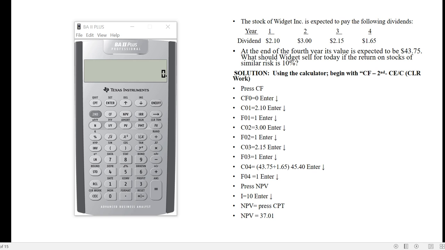But in our problem, you can see that the stock of Widget has 4 different dividends that it's expected to pay over 4 years. So those are different cash flows, so we use the cash flow worksheet. So you can see the 4 different dividends, and then also at the end of the 4th year, it gives you an expected value of $43.75. We're wanting to know what Widget would sell for today if the return on stocks of similar risk is 10%. So we're wanting to know what we should pay for the stock today based on what we think the dividends and the selling price is going to be in the next 4 years.